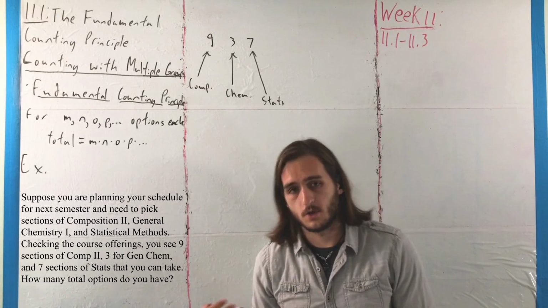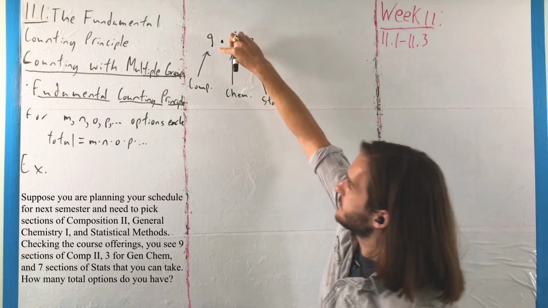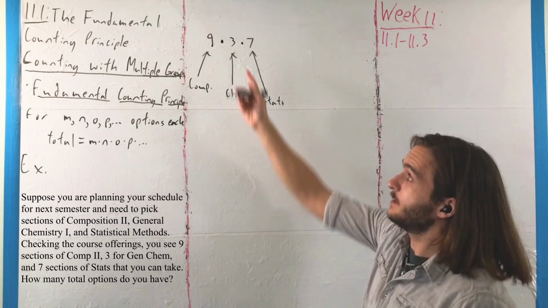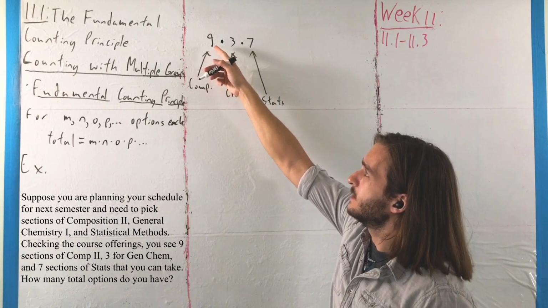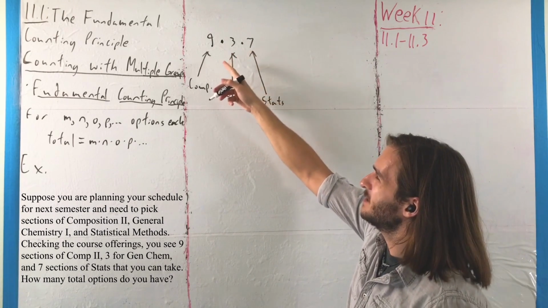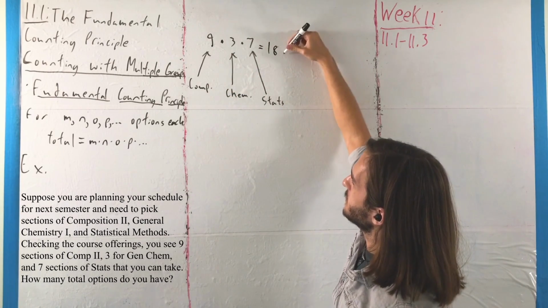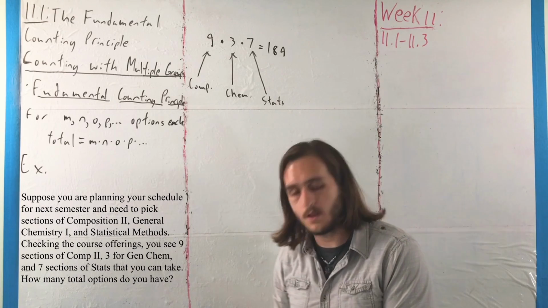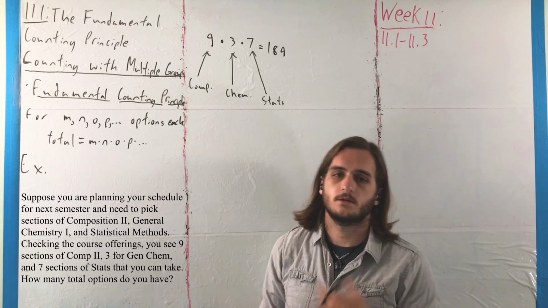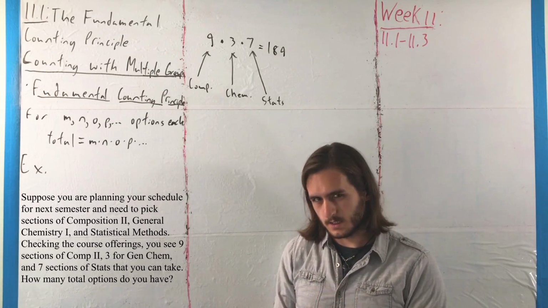Anyway, here, if you want to know how many total options we have, you just take these 3 numbers and multiply them together. So you have 9 times 3 times 7, which ends up being, depending on how you want to see that, either 21 times 9 or 27 times 7 or 63 times 3. However you want to think about that, you're going to end up with 189 total options for your schedule under this arrangement. So let's get one more example here to really make sure we're understanding the idea of how this works.